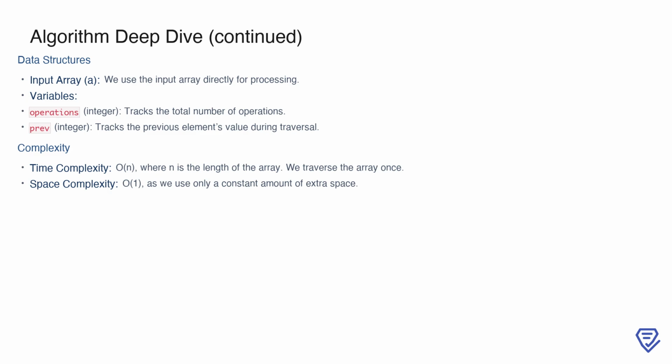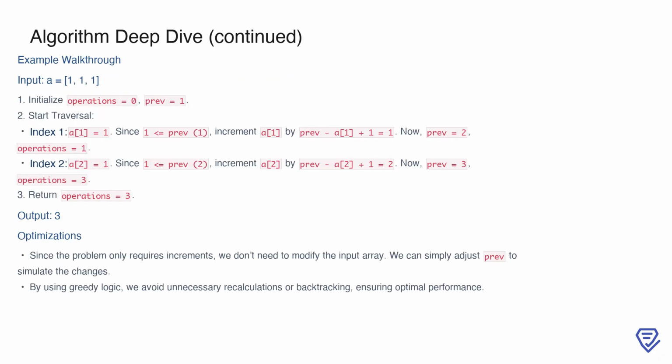The time complexity is O(n), because we traverse the array exactly once. The space complexity is O(1), since we use only a constant amount of extra space. This balance of time and space efficiency makes the solution well suited for large inputs, as it avoids unnecessary computations and additional memory usage. Let's walk through an example to solidify our understanding.